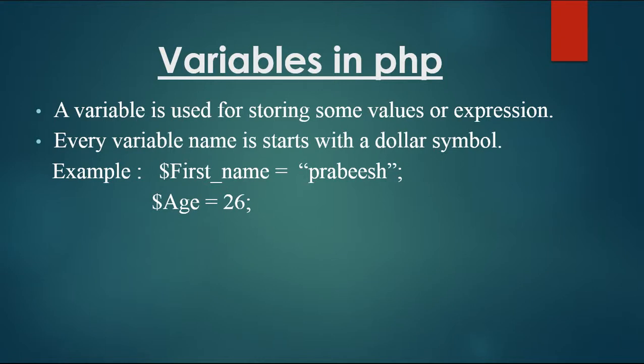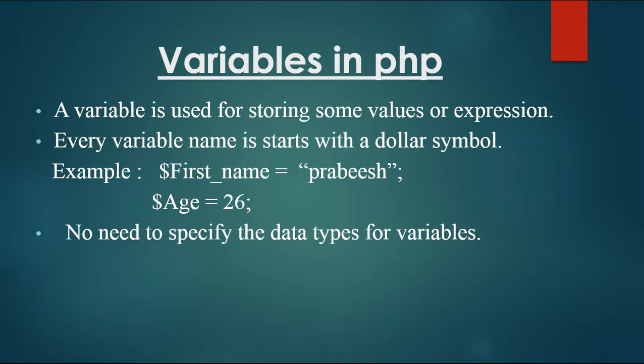For example, here there are two variables, first name and age. Here you can see that both these variables start with a dollar symbol. Here I initialize both variables with two values. Now, do we need to specify data types for variables?